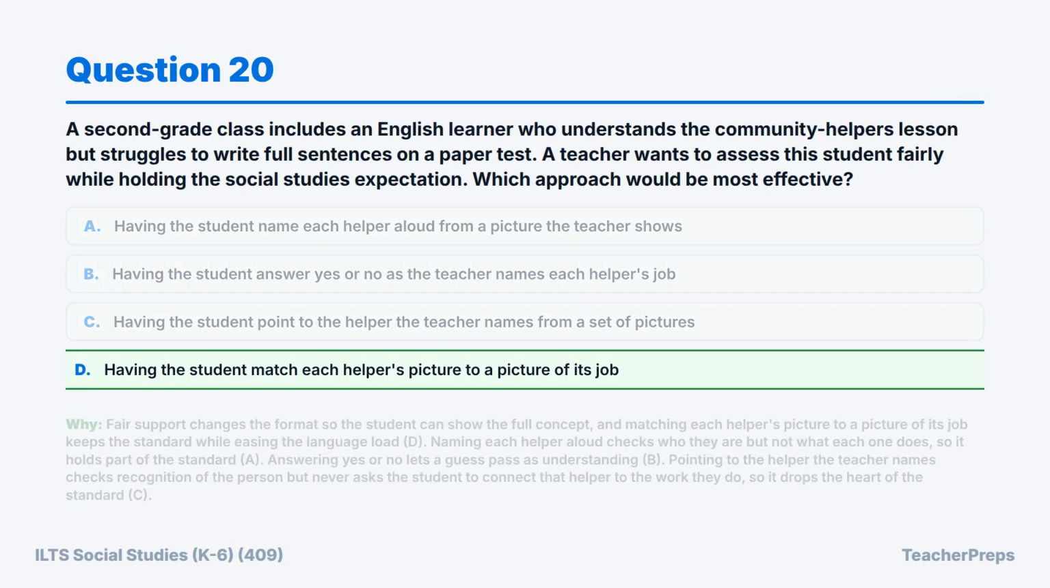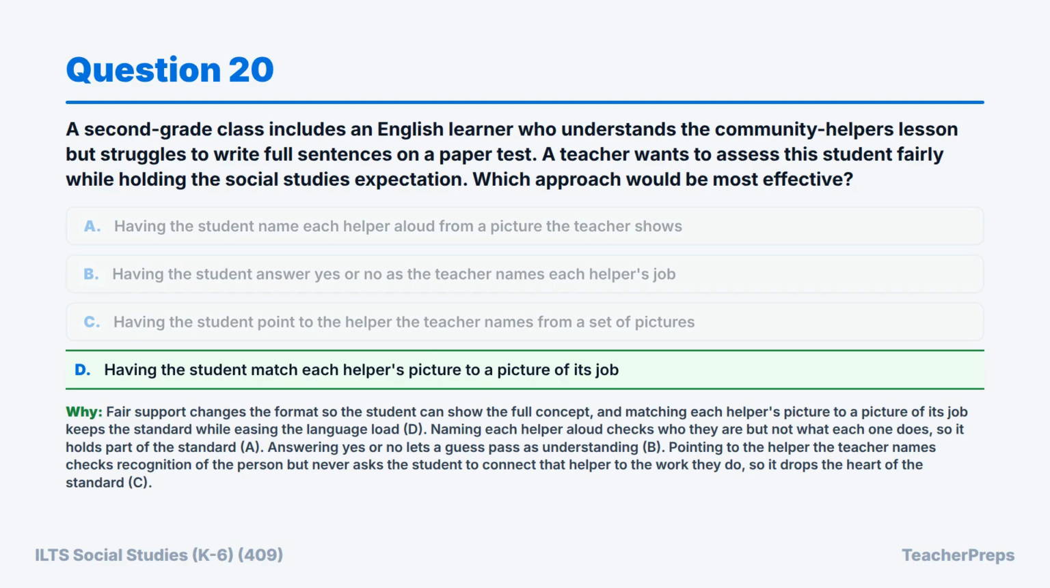The correct answer is D. Having the student match each helper's picture to a picture of its job. Fair support changes the format so the student can show the full concept, and matching each helper's picture to a picture of its job keeps the standard while easing the language load.